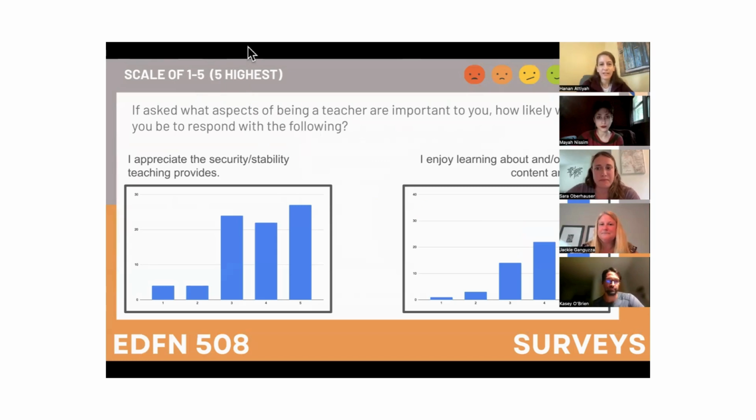On our 1 through 5 scale questions, we asked the overarching question, if asked what aspects of being a teacher are important to you, how likely would you be to respond with the following? And in terms of the statement, I appreciate the security and stability teaching provides, as you can see, the majority was a 5, although 4 and 3 were very nearly close.